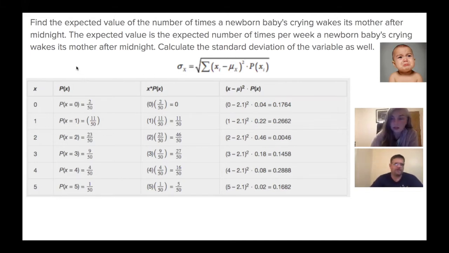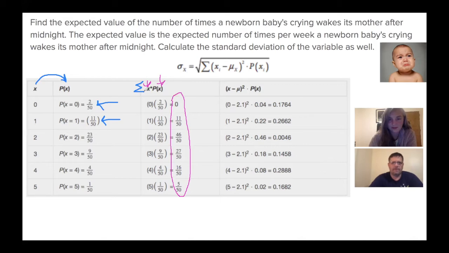And we have the probabilities in that first column. The probability that a baby would wake their parent no times during a week would be 2 out of 50. And then the probability of 1 would be 11 out of 50, and so on. Okay, so we have those probabilities. And what we've done in the second column is taken the x value times the probability. So 0 times 2 out of 50, 1 times 11 out of 50, and so on. And so to find the mean, we want to add these up.